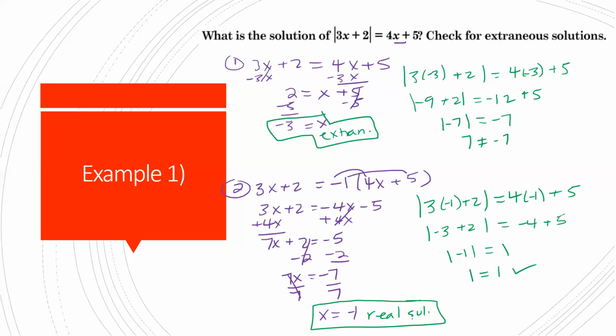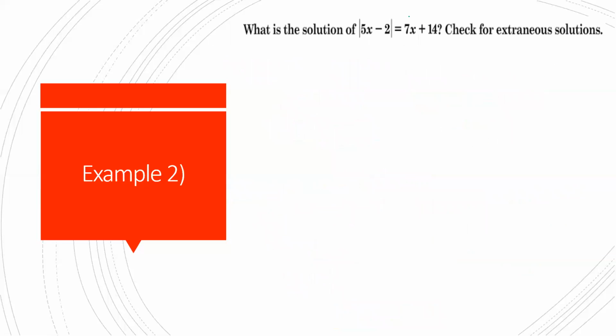All right, let's do a couple more. We have the absolute value of 3x minus 2 equals 7x plus 14. Again, there's a variable outside of the absolute value, so I know I'm going to have a possible extraneous solution. So I'm going to test the first one. So we have 3x, that's not 3, that is a 5. Just make sure you're paying attention.